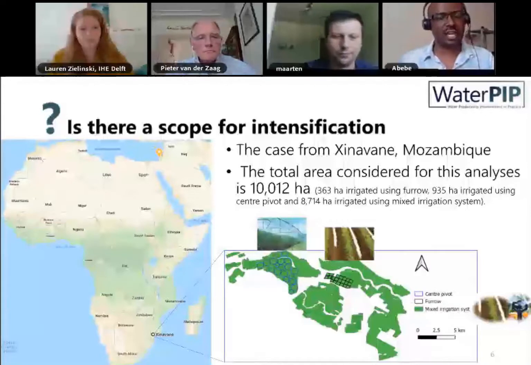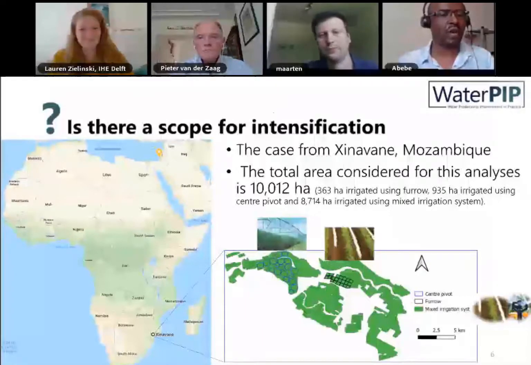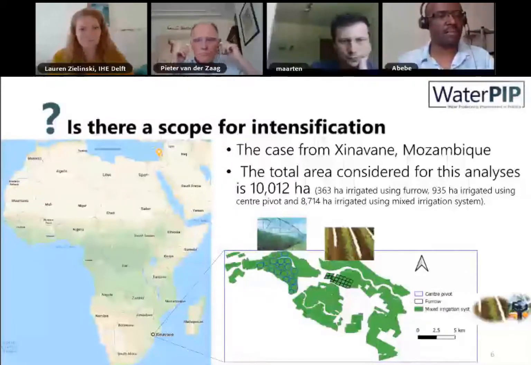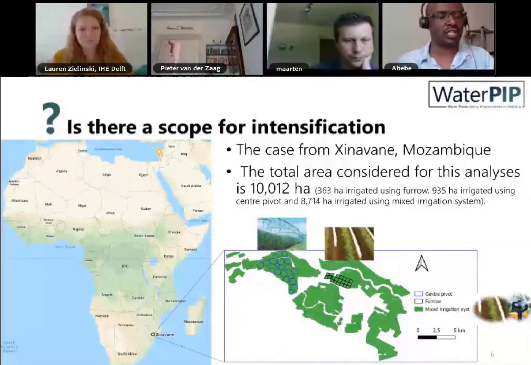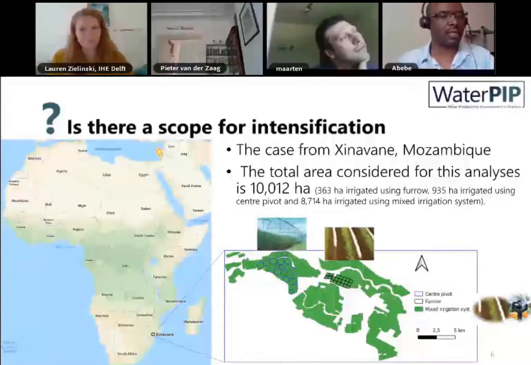In this area, about three irrigation methods are predominant: sprinkler, furrow, and center pivot. So the question is, is there a scope to intensify within this area, Sinavana? This area has almost the same agroclimatic zone. It means that the potential to increase within the climate limit is comparable, and also possible.